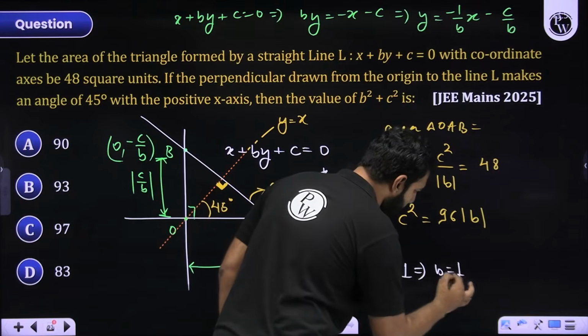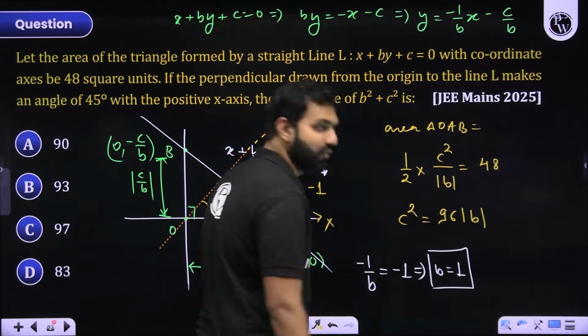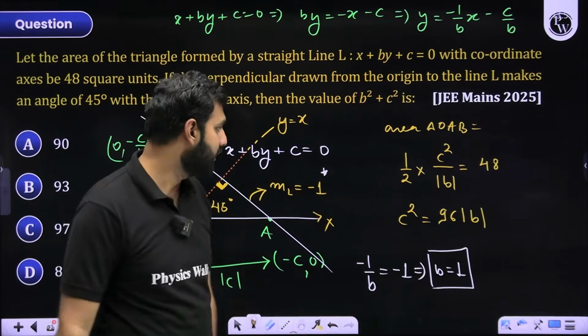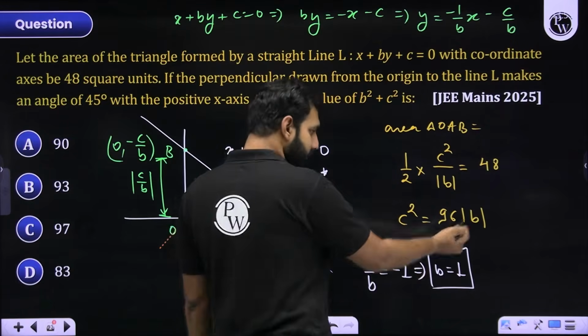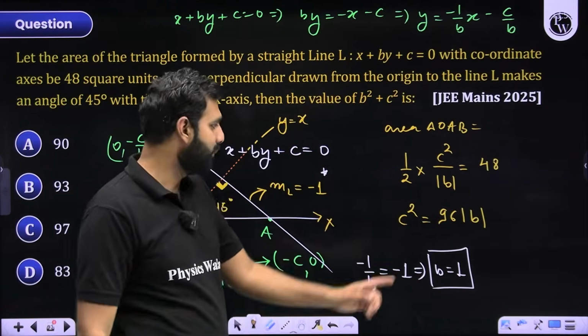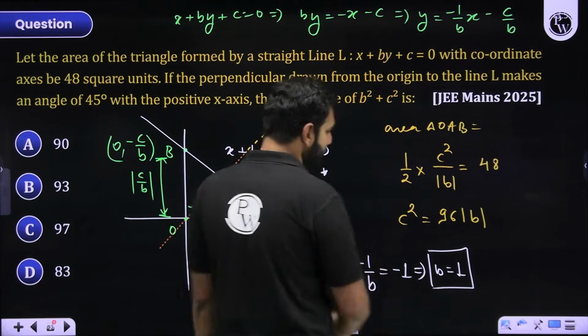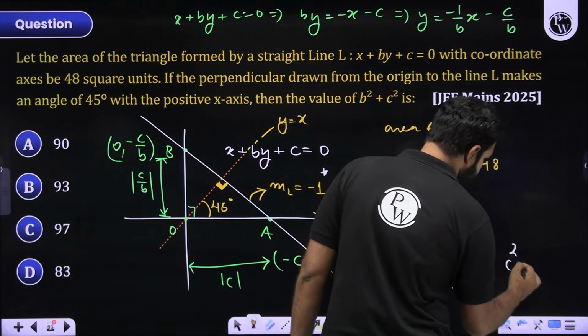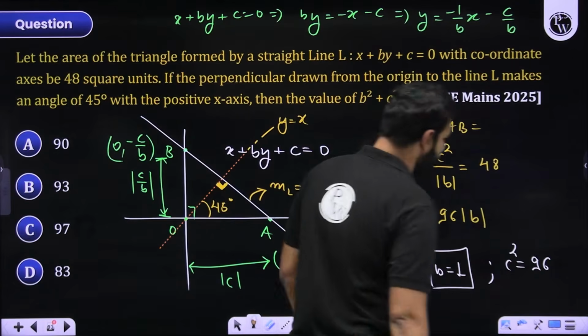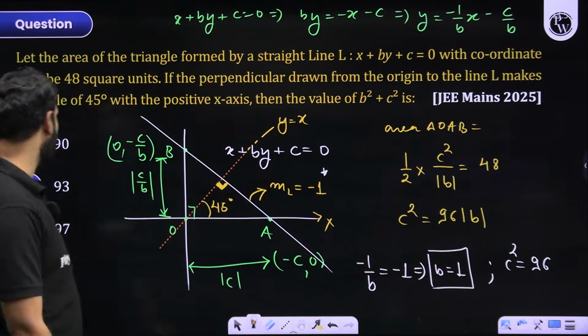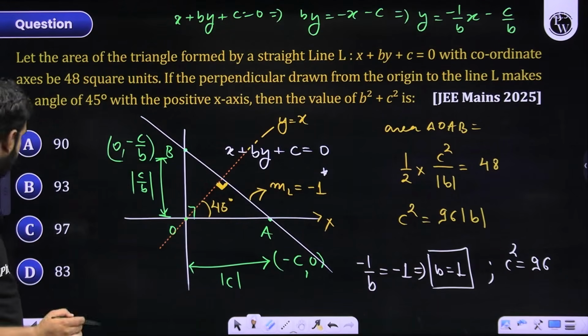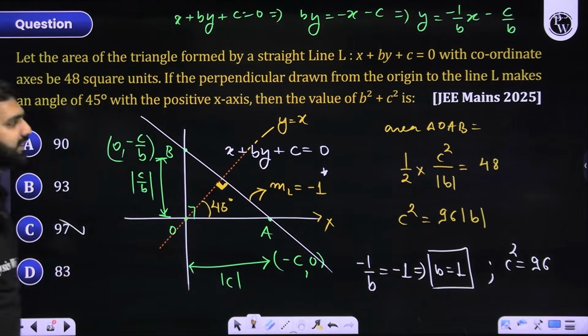I hope there is no doubt on that. So if the value of B is found to be 1, can you not find the value of C? Because C square was 96 times modulus of B. If B is 1, mod of B is also 1. So C square will be 96 only. So we know the value of C square, we know the value of B. So C square plus B square will be 96 plus 1, which is 97.